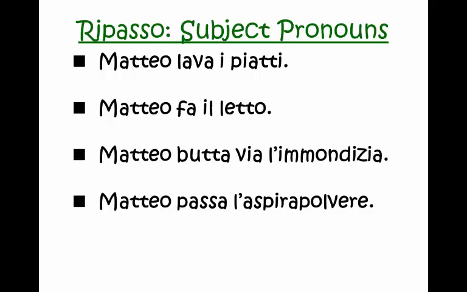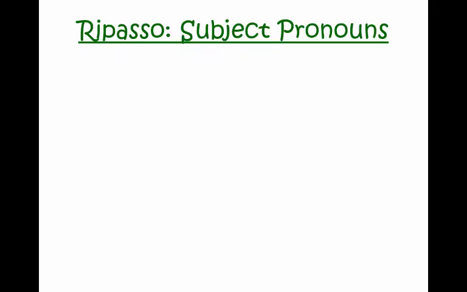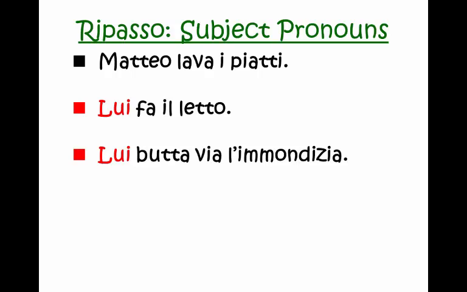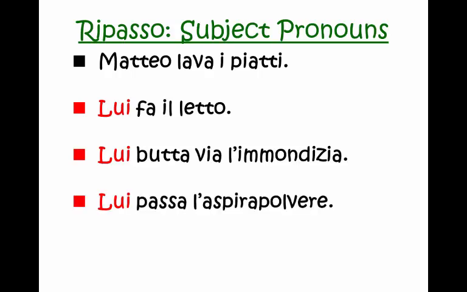So in order to not sound repetitive, I can replace Matteo's name, once you know I'm talking about him, with the subject pronoun lui. So for example, Matteo lava i piatti. Now we know that we're talking about Matteo. I've established that. From here on out, I can use lui fa il letto, lui butta via l'immondizia, e lui passa l'aspirapolvere. So in this case, instead of saying Matteo, Matteo, Matteo, I'm using the subject pronoun he. So lui is one of our many subject pronouns that we have in Italian, and today we're going to review them all.